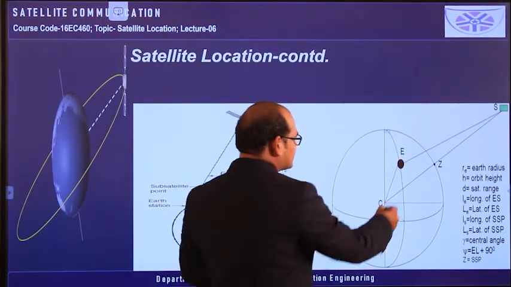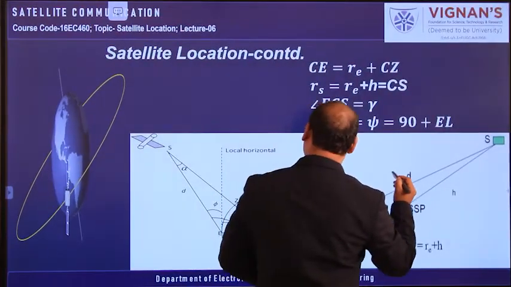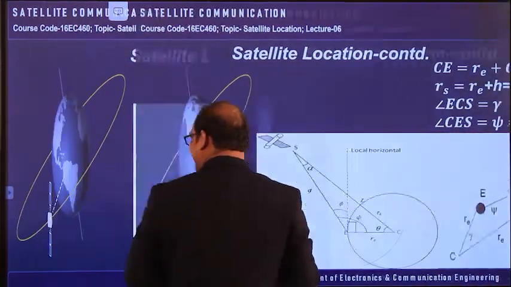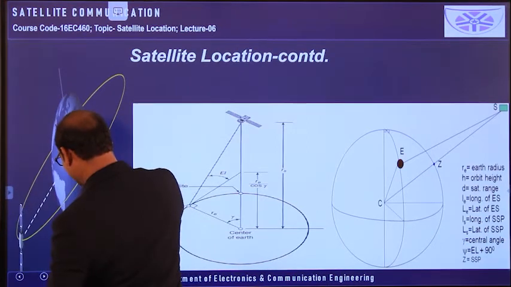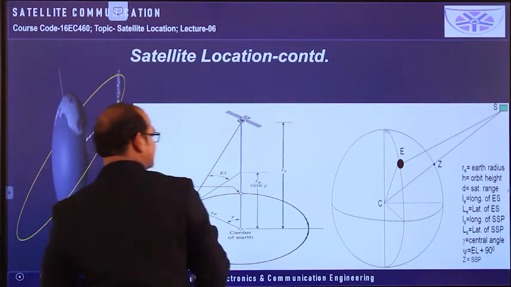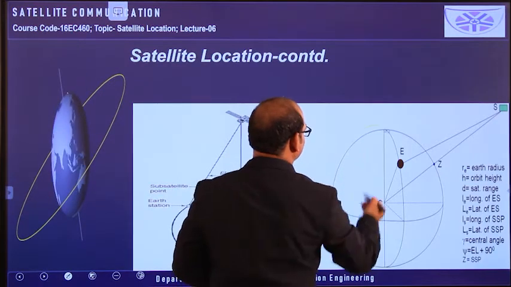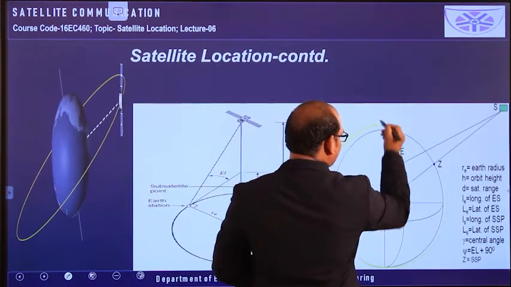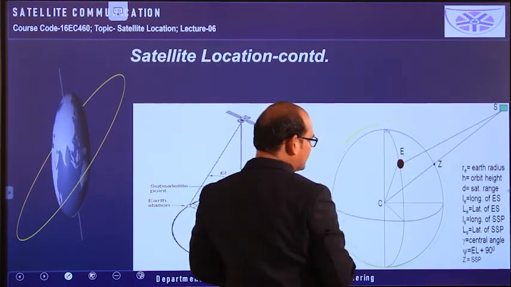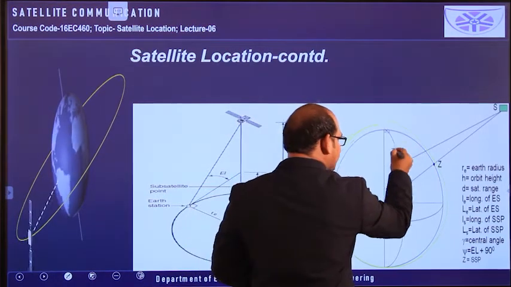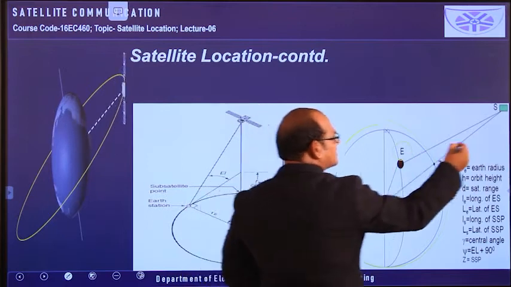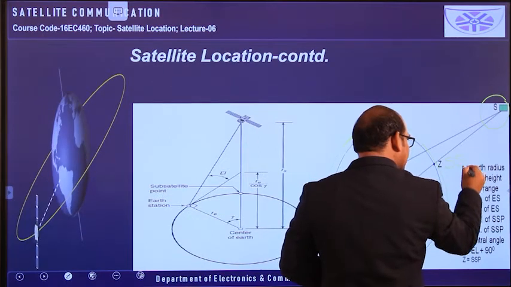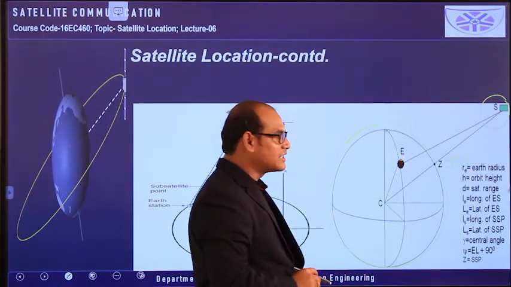Observe this diagram. This is the earth. We have to consider the earth here, and this is the center of the earth, C, and on that earth the earth station is there. And this is the satellite. Already we know about the subsatellite point, and that is indicated here with Z. This is the subsatellite point.